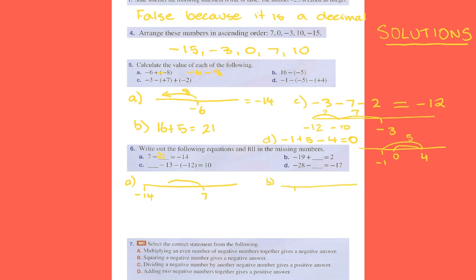B. Negative 19 plus a number equals 2. How do we get from negative 19 up to 2? Well, we have to add because we're going in the positive direction. How many do we have to add? 21.